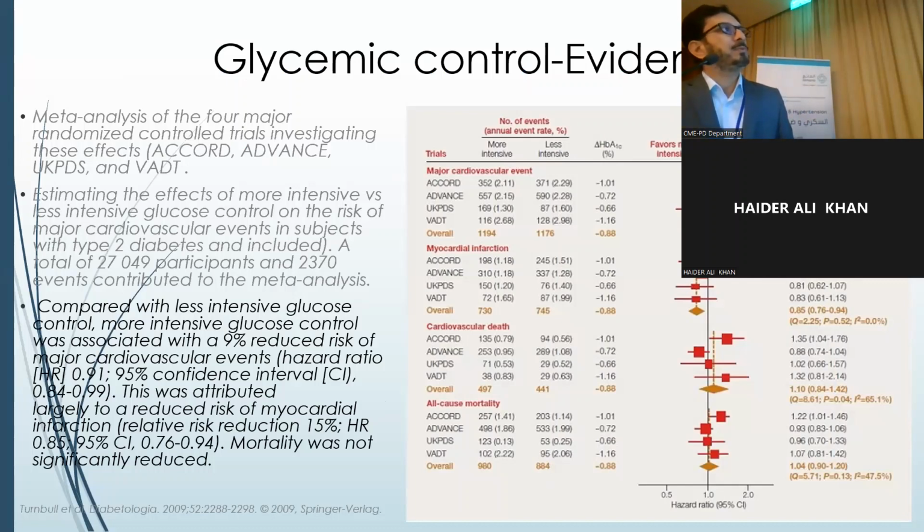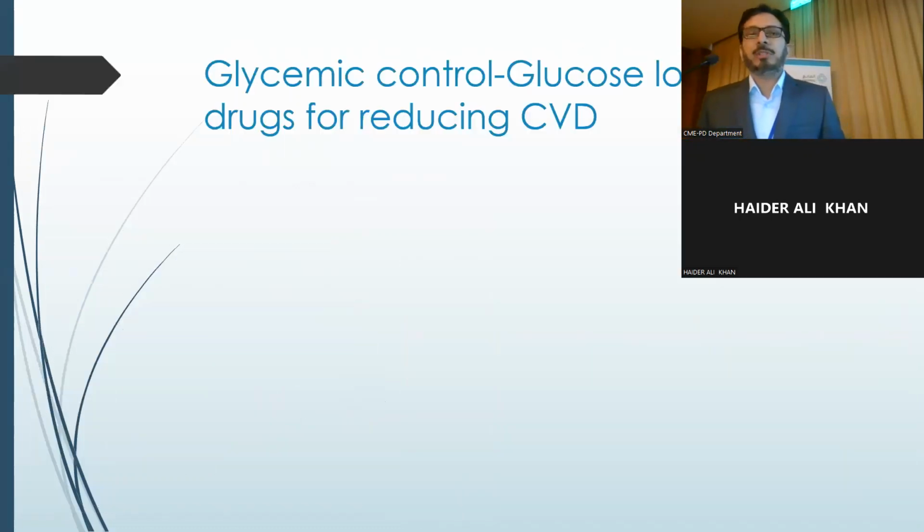If you see here, major CV events and myocardial infarctions favored the more intensive treatment, but there was no effect on cardiovascular death or all-cause mortality. So this has led to the recommendations we all know: to lower the HbA1c to less than 7% in most patients. And in those patients who are at risk of hypoglycemia or have established cardiovascular disease, elderly patients, or those who have chronic kidney disease, to loosen up the glycemic target. So in those patients, an HbA1c above 7 could be an acceptable target.